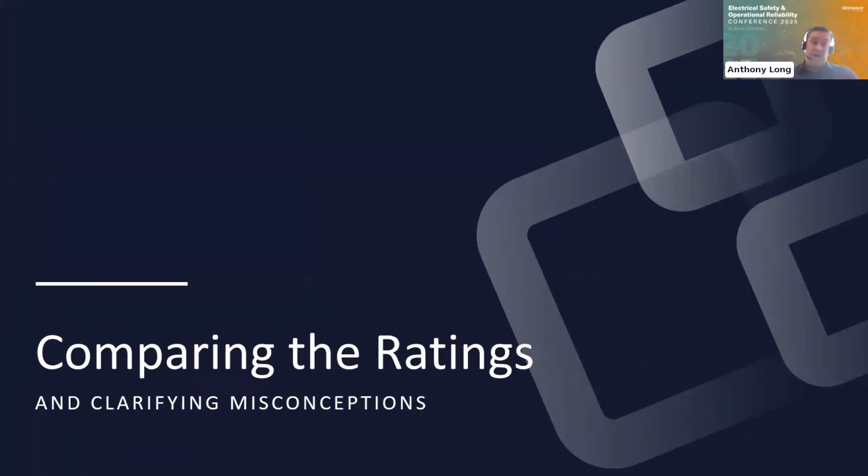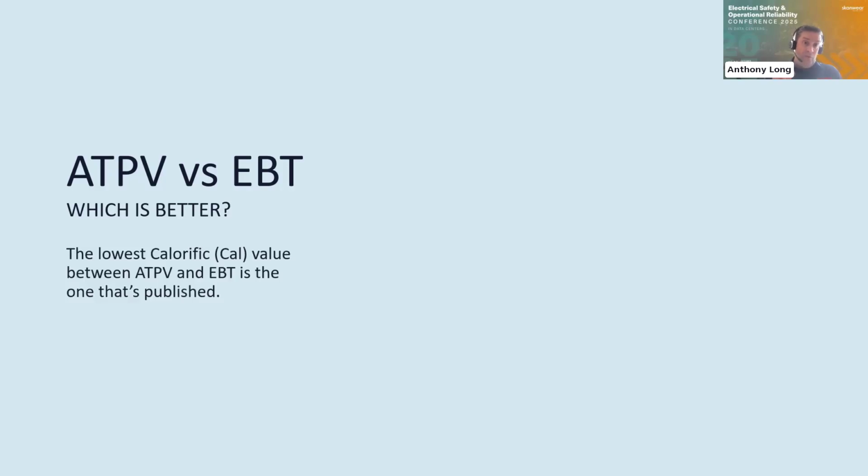Okay, so now we're going to compare the ratings and clarify misconceptions. First of all, ATPV versus EBT, which is better. I hear people say sometimes, I don't want an EBT rating, I want an ATPV rating. Well, sometimes that garment hasn't got an ATPV rating because you've got to have an EBT rating. So the lowest calorie value between ATPV and EBT is the one that's published.